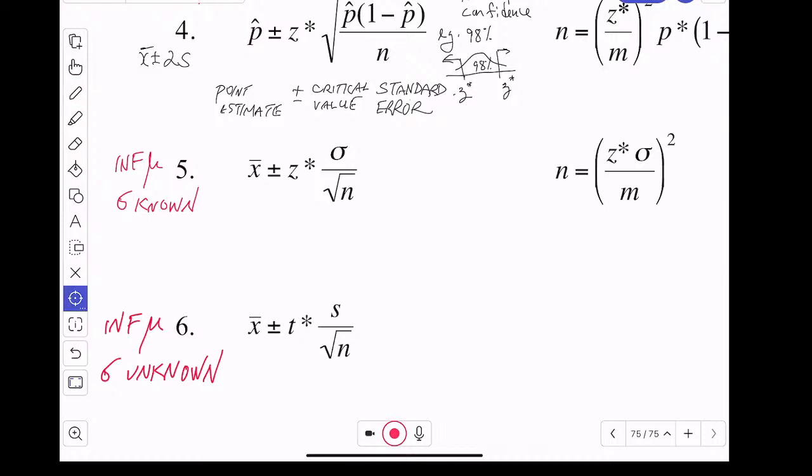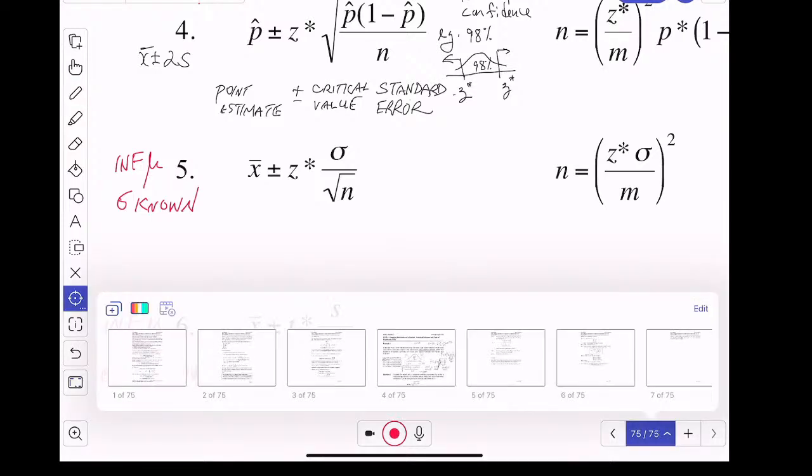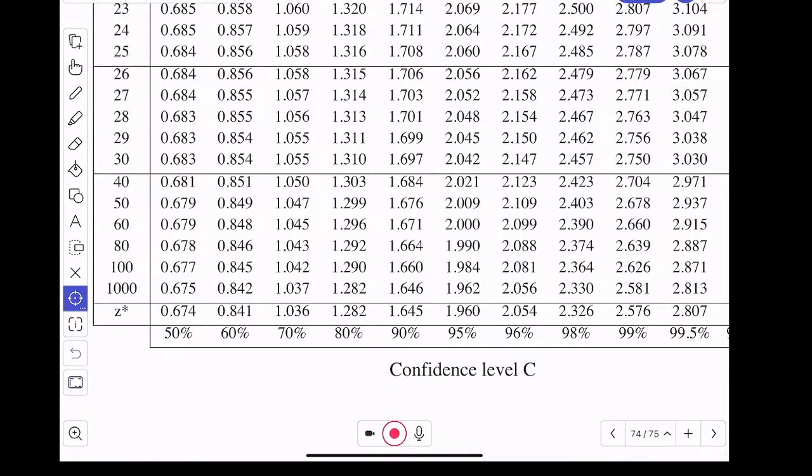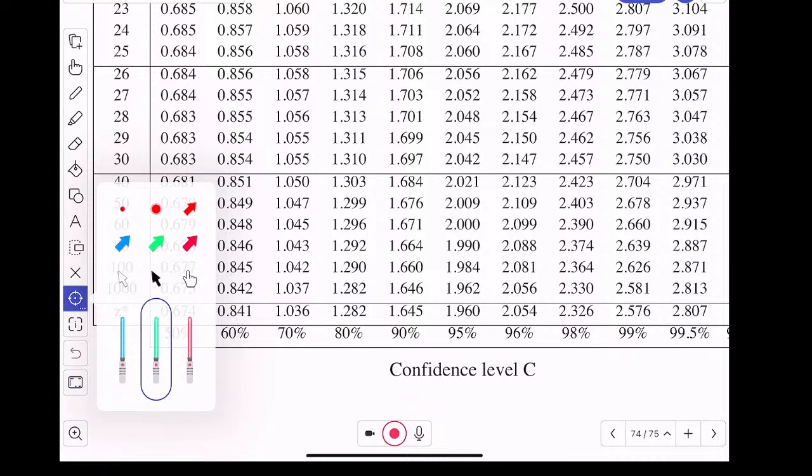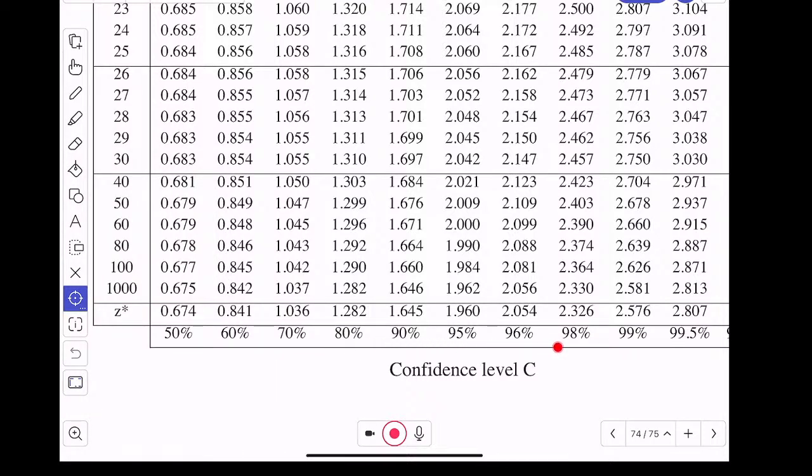But it can also be useful to realize that you can pull it from the bottom here. Oh, what's that? Oh, it's a pointer. So you can pull it from the bottom here for different levels of confidence. So 98% is the one that we were talking about. So for 98% confidence, the critical value is 2.236. So that is exactly what we have in the options.